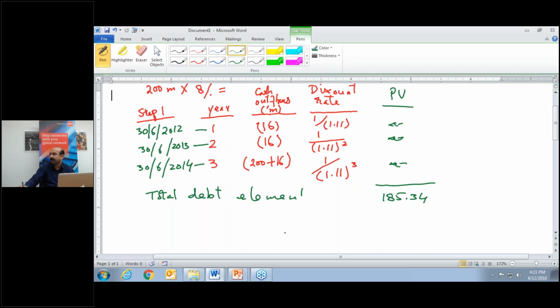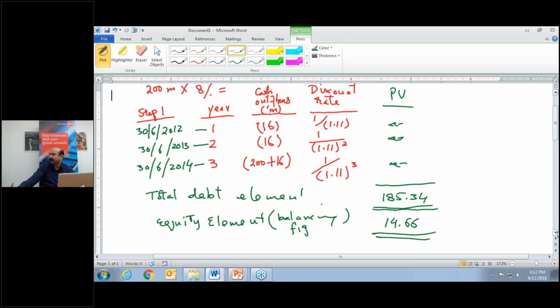And we know that the balancing figure out of 200 million will be the equity element, which will be 14.66 million. So this is the equity element, the balancing figure. Okay.